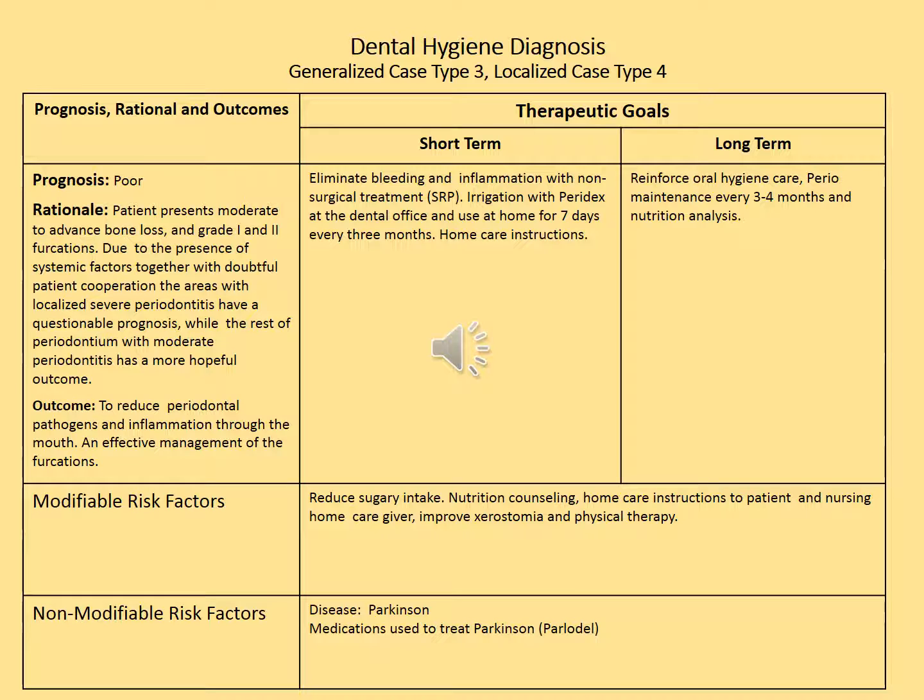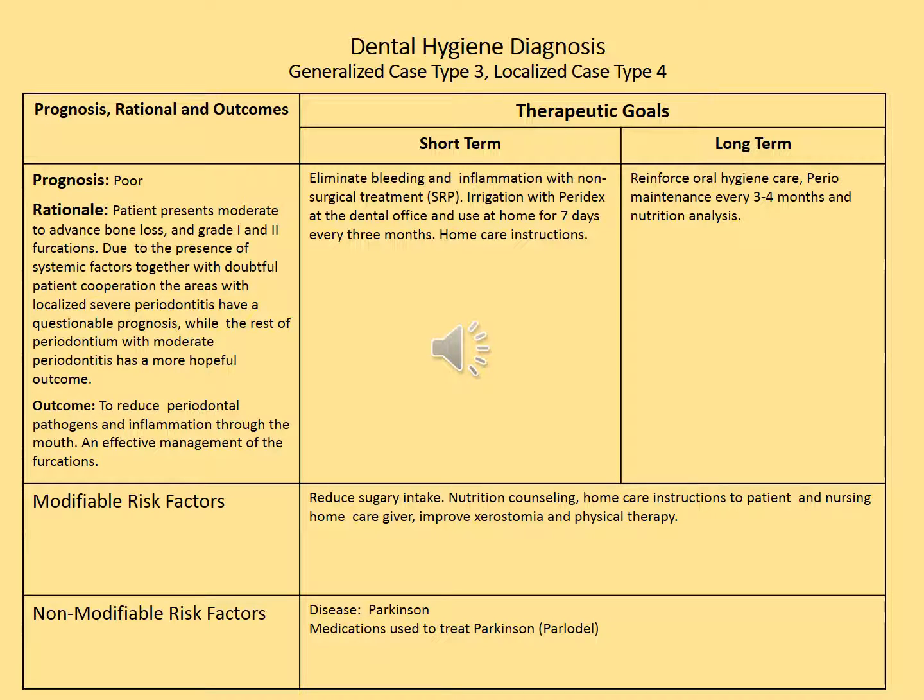The patient outcome: to reduce periodontal pathogens and inflammation throughout the mouth, and effective management of the furcations. The therapeutic goals, short term: eliminate bleeding and inflammation with non-surgical treatment, for example SRP, irrigation with Perioxidin at the dental office and use at home for 7 days every 3 months, home care instructions. The long-term goals: reinforce oral hygiene care, perio maintenance every 3 to 4 months, and nutrition analysis.